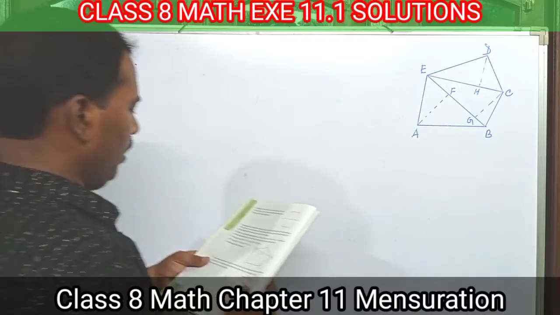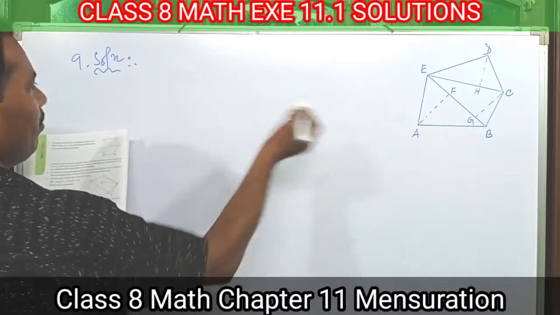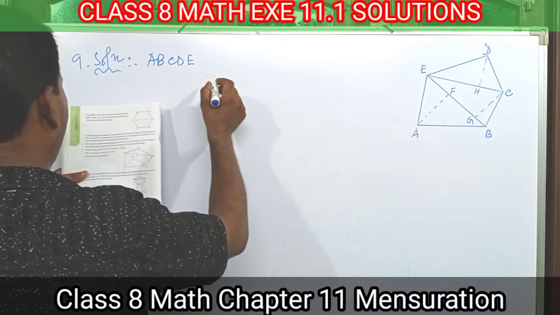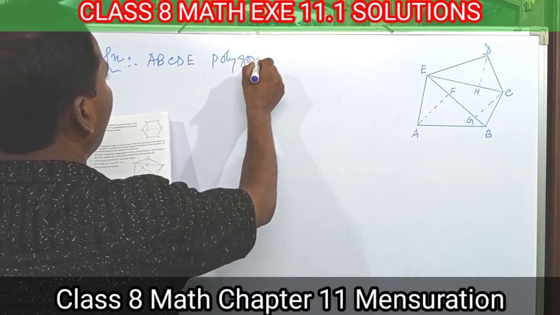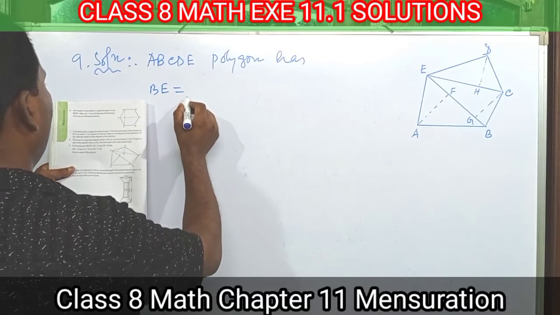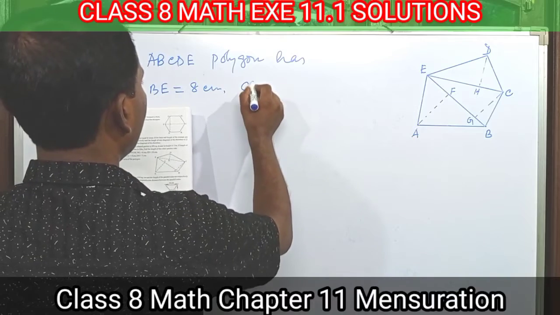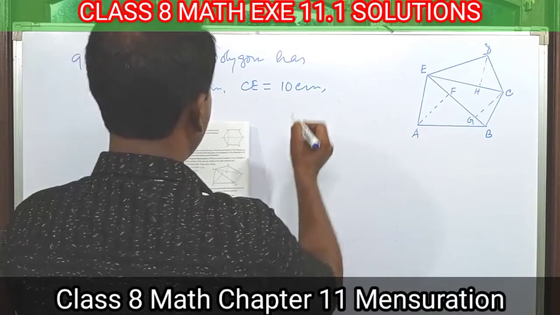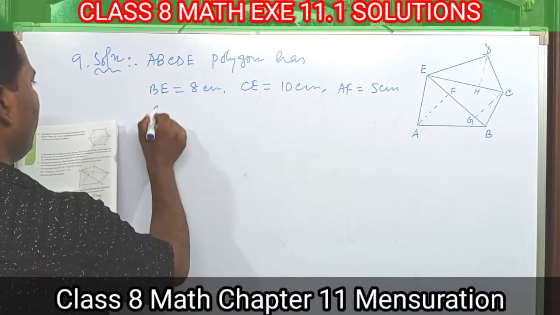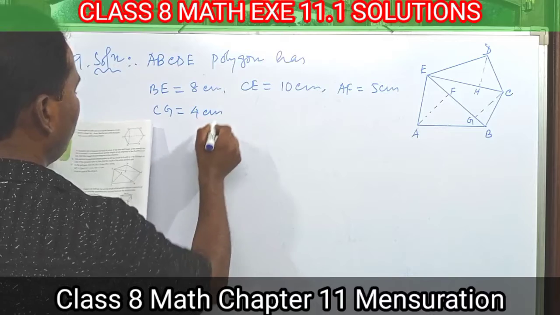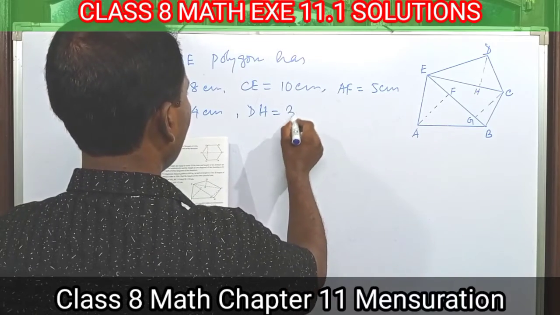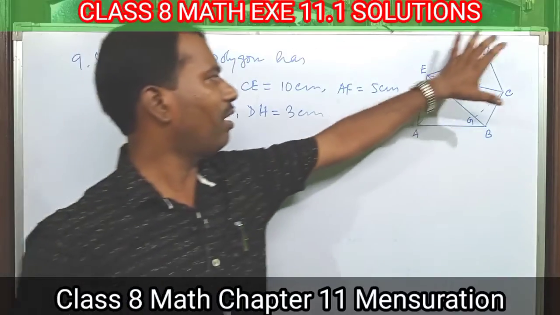Here, the polygon is a pentagon, A, B, C, D, E. The polygon has BE equal to 8 centimeter, CE is equal to 10 centimeter, AF is equal to 5 centimeter, CG equal to 4 centimeter, DH equal to 3 centimeter. This data is given. We have to find the area of this polygon.